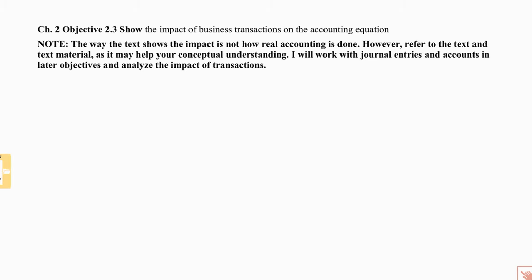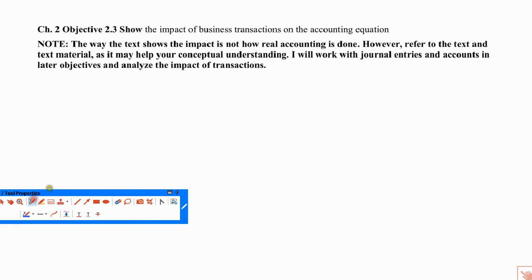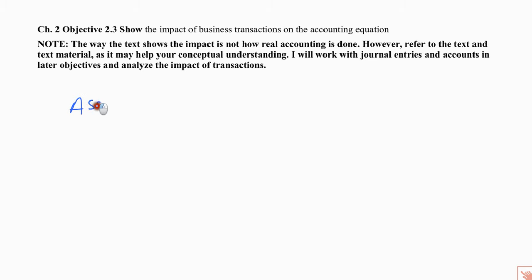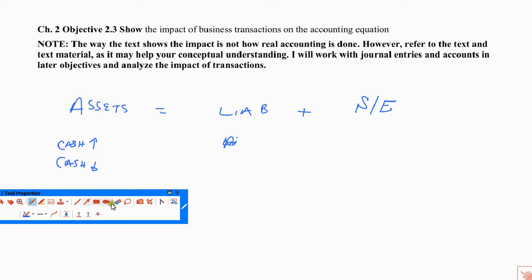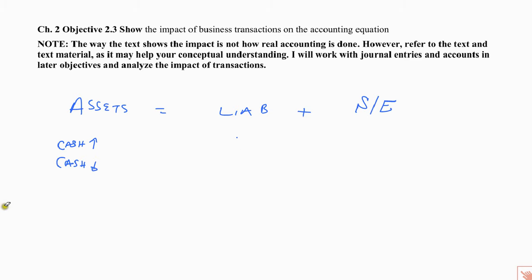Your textbook does this thing where they have assets equal liabilities plus, I'm going to abbreviate S/E for stockholders' equity. And then they show cash up or cash down. Cash goes up, and then they show a liability, like we say accounts. Let me get this eraser here. They have something like AP, accounts payable, down.